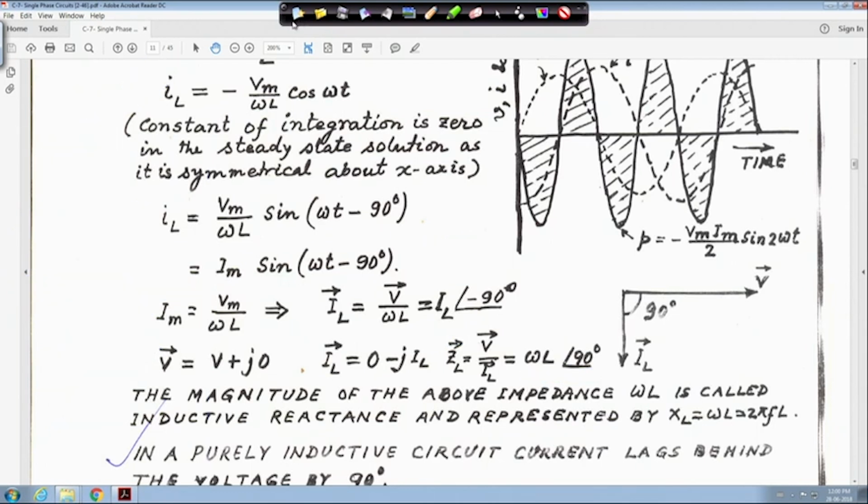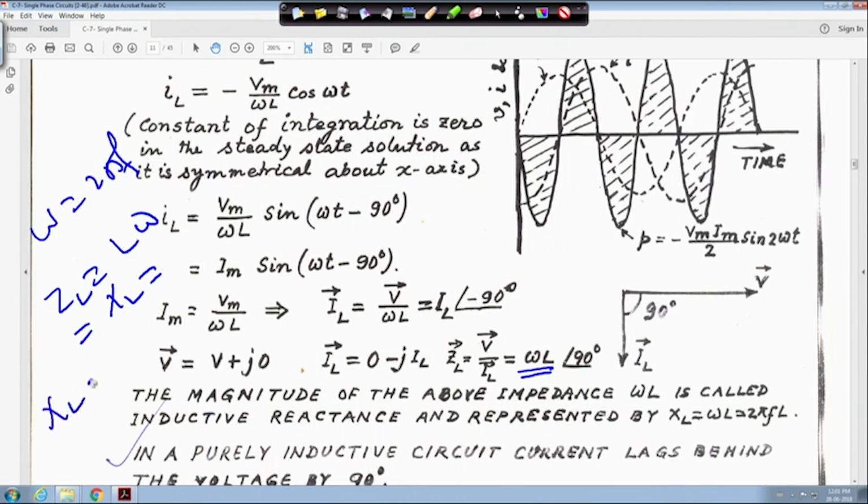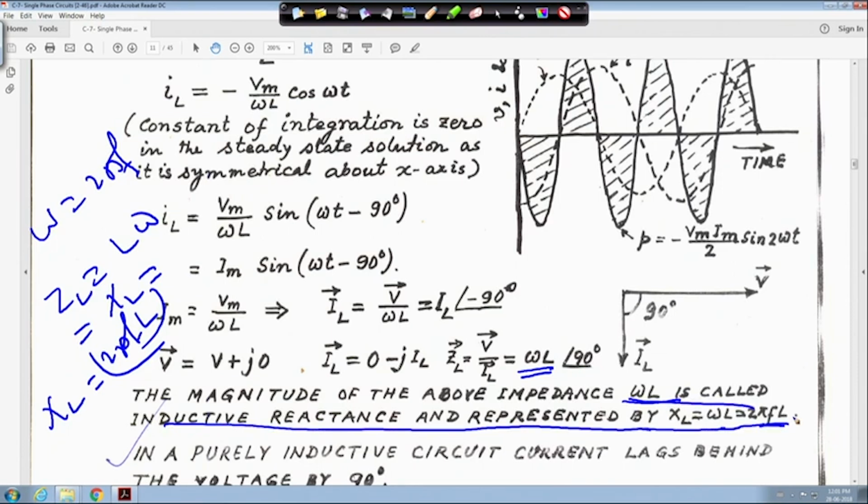So for an inductive circuit, ZL is equal to L omega, sometimes called XL, the reactance of the circuit, the inductive reactance. Omega is equal to 2 pi f, therefore XL is equal to 2 pi f into L. Later, when we solve the numericals, we will know that. The magnitude of the above impedance, omega L, is called inductive reactance and is represented by XL is equal to L omega is equal to 2 pi f into L.